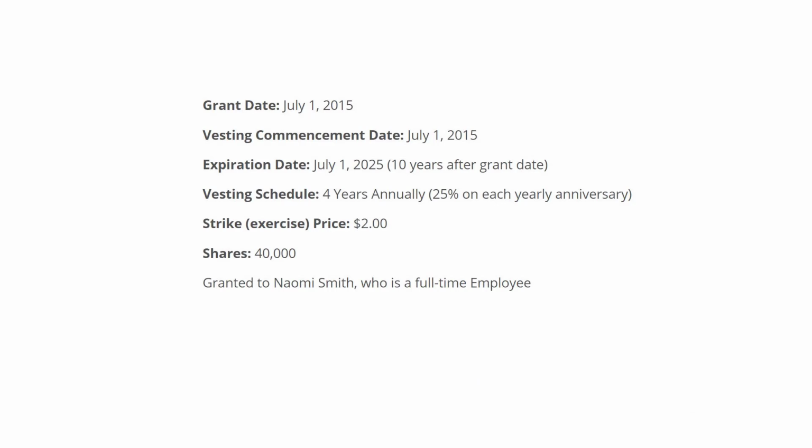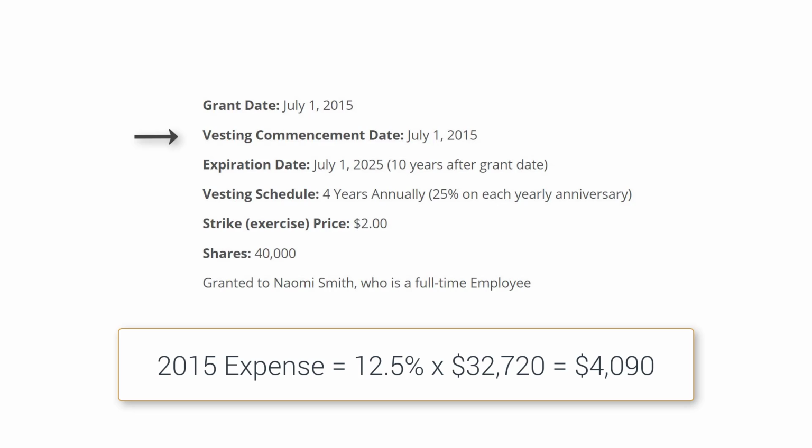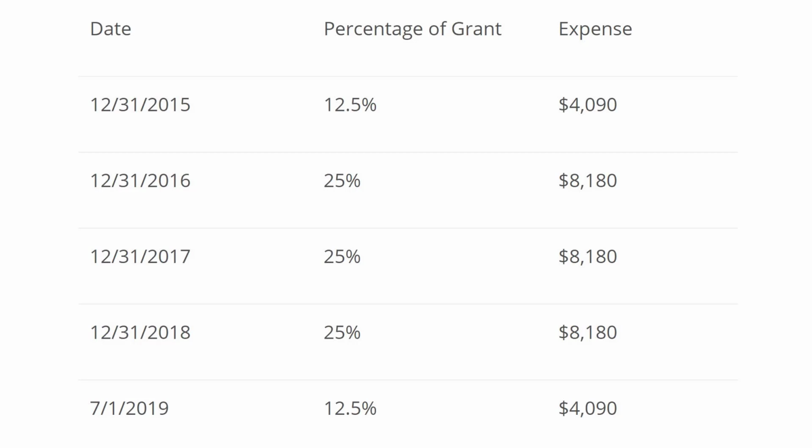for the year 2015. Naomi's option was granted and begins vesting on July 1st, 2015. At year end, the grant is going to be 6 months or 12.5% of the way through its useful economic life of 4 years. So 12.5% of the total expense, and remember the total expense is $32,720, but 12.5% of that is going to be $4,090. And that's our expense. So using this straight line method, it is easy to see how much of an expense will be recorded at the end of each year. And here's a table that outlines that throughout the entire economic life of the grant.